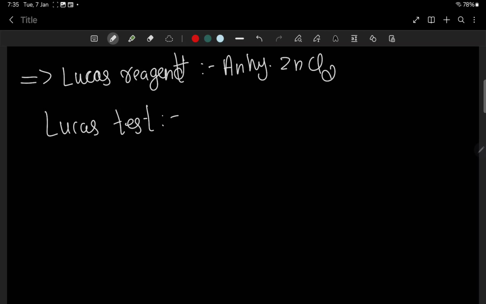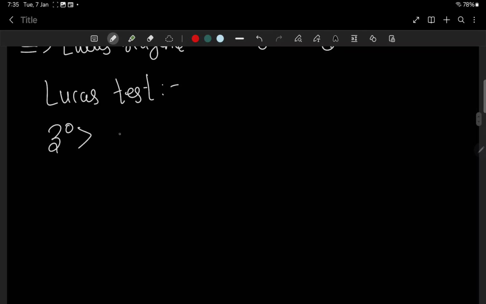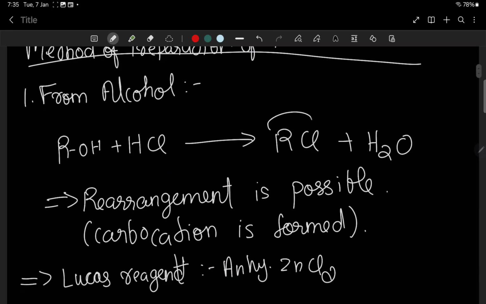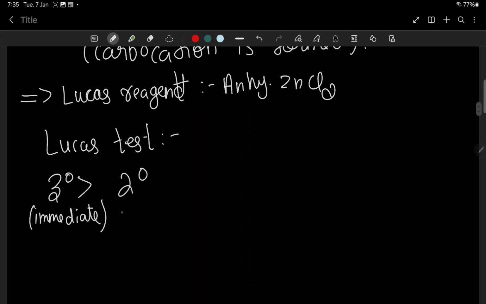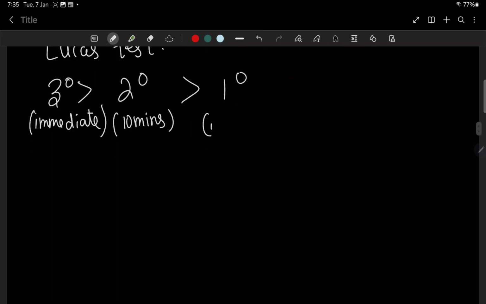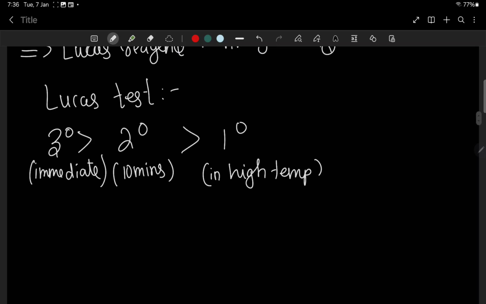This is the reaction for identifying what? Alcohol. Tertiary alcohol will give immediate turbidity. Turbidity means formation of RCl. RCl is a turbidity. So if we use tertiary alcohol, we get it immediately. If you use secondary, we get it in 10 minutes. And if you use primary, we get it in 1 hour. Primary only at high temperature; at room temperature, the reaction is not feasible. So this is about the Lucas test.